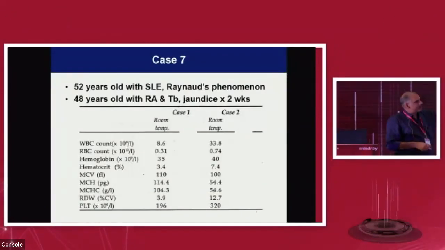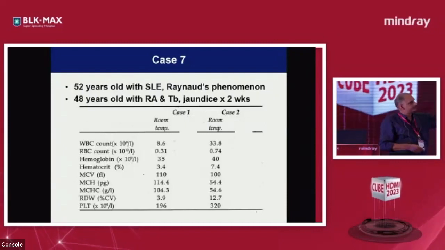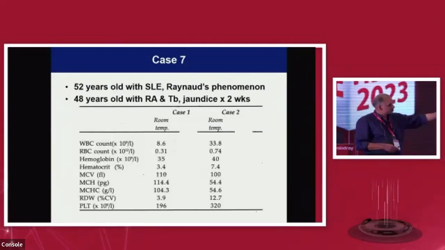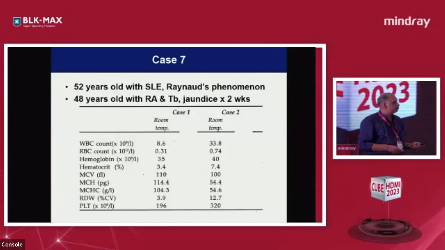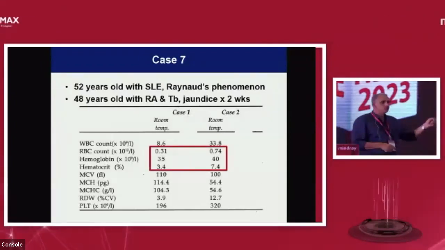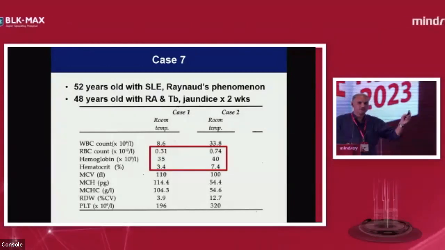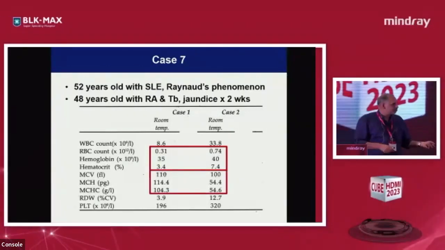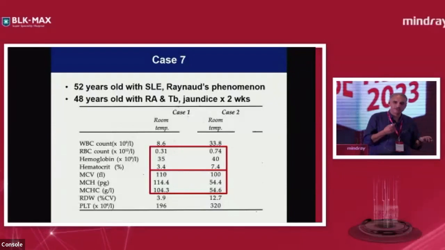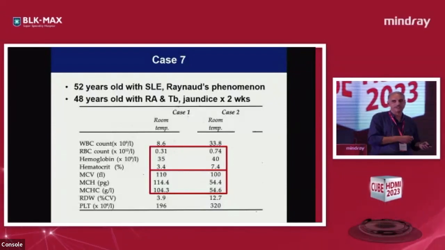Two cases with a background of an autoimmune disease, rheumatoid arthritis and SLE with Raynaud's. The CBC showed bizarre parameters in both of them. The rule of 3 is violated, so RBC count multiplied by 3 does not equal the hemoglobin, and hemoglobin multiplied by 3 is not matching the hematocrit. And then you have bizarre red cell indices. This can only mean one thing: there are agglutinates in your smear.